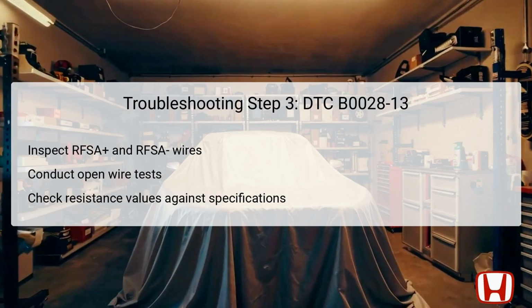In this step, the focus shifts to an inspection of the RFSA Plus and RFSA Minus open wire connections. Disconnect both the SRS unit connector B57P and the front passenger side airbag inflator connector 2P to prepare for a more thorough examination. Following this, perform a series of resistance tests on the wiring dedicated to the airbag signal input and ground paths. Ideally, the resistance should measure below 1 ohm.